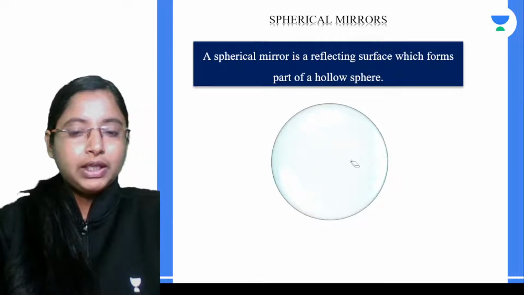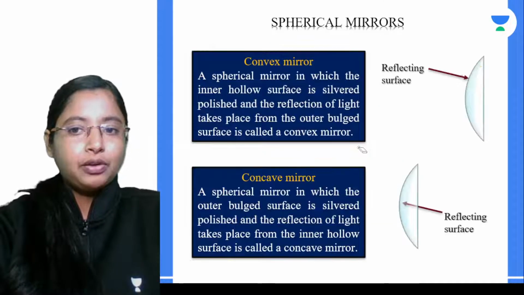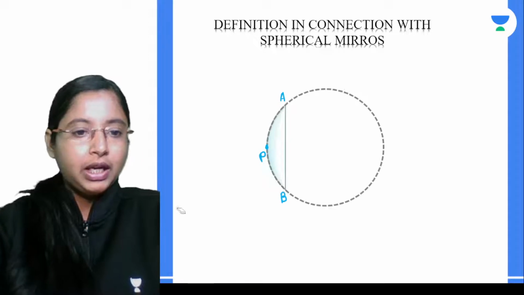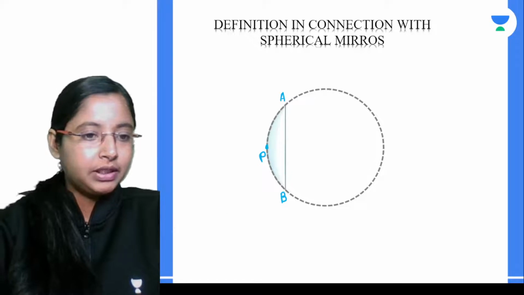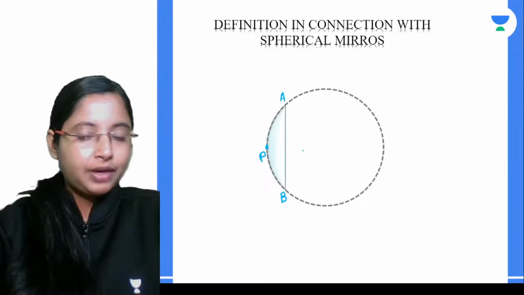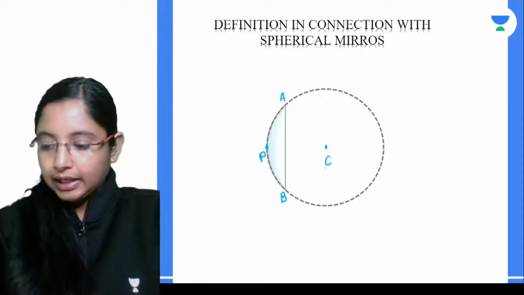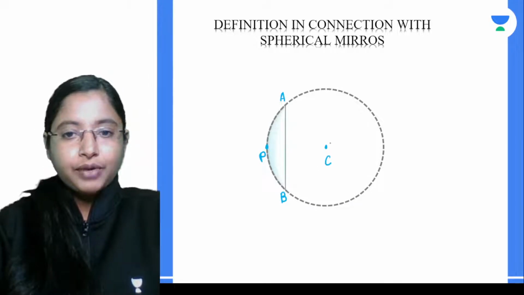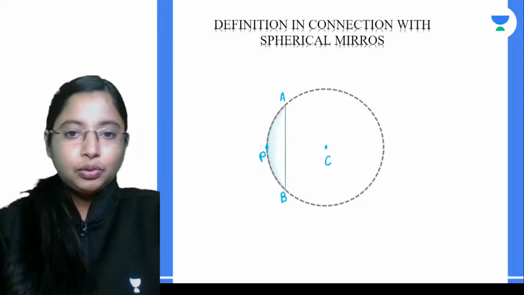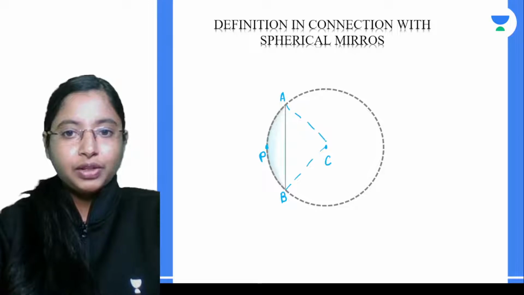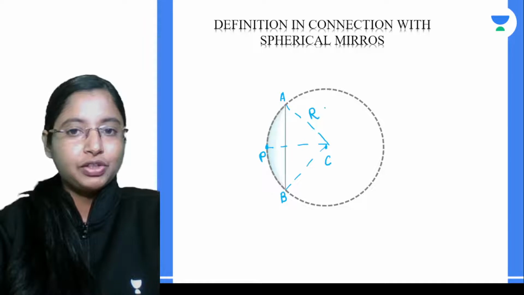Obviously, since this mirror is a part of this spherical surface over here, the center part of this particular surface is called the center of curvature. The distance from the center of curvature to B, or from A to C, or even from C to P, all of these we call the radius of curvature, and we denote it by R. So this is the center of curvature, and then we have the radius of curvature.